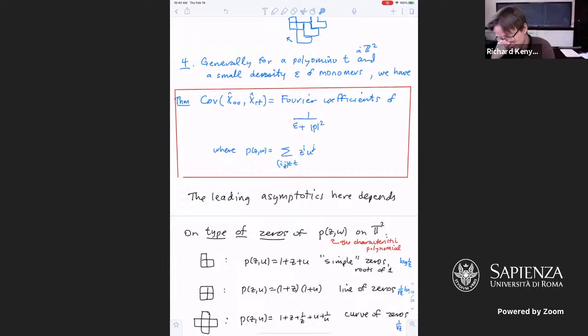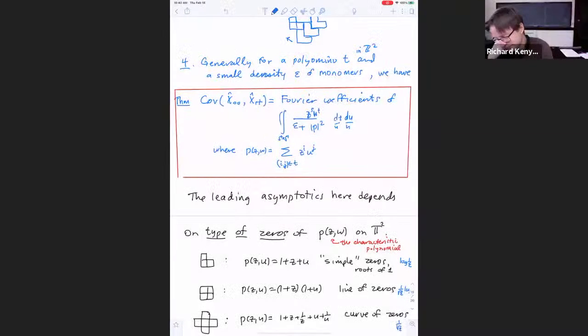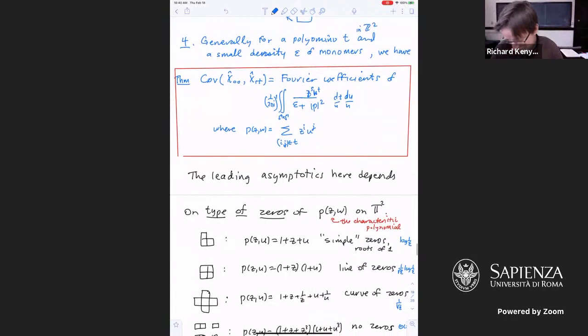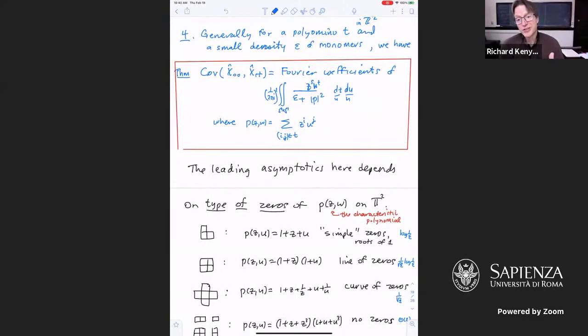Because the way you compute the Fourier coefficients is to do some integral, where you have to integrate this z to the power, and when p has a 0, the Fourier coefficients are somehow controlled by the zeros of p when epsilon is small. And so there are several different behaviors depending on the zeros of the characteristic polynomial here on the torus.